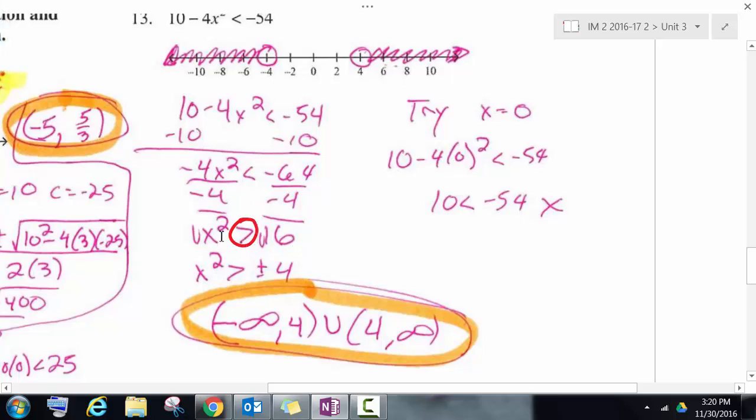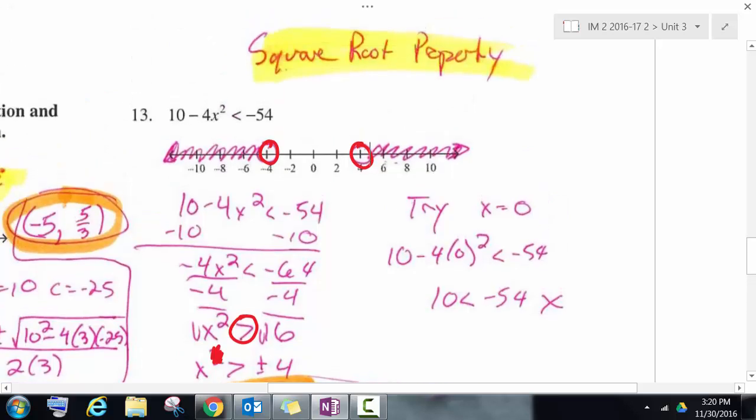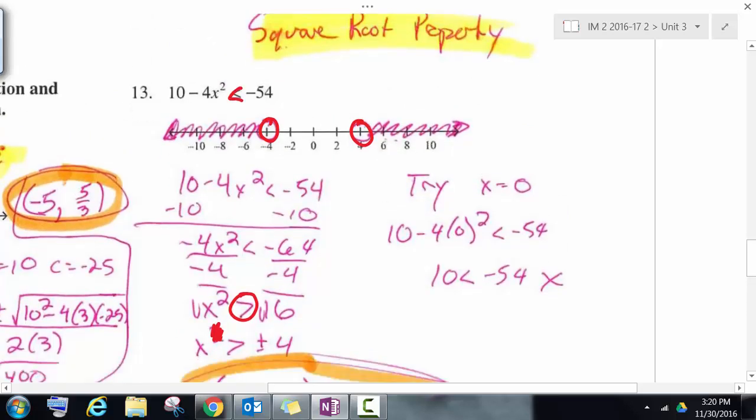Then I take the square root to get rid of this squared. Oops, that shouldn't be there. So I get x is greater than or equal to plus or minus 4. So 4 and negative 4 are my answers. Well, I still need to test where my answers are, and they're open because it's just less than.